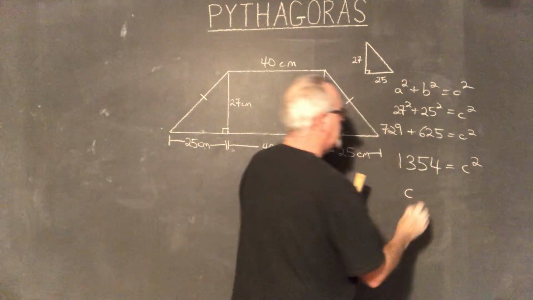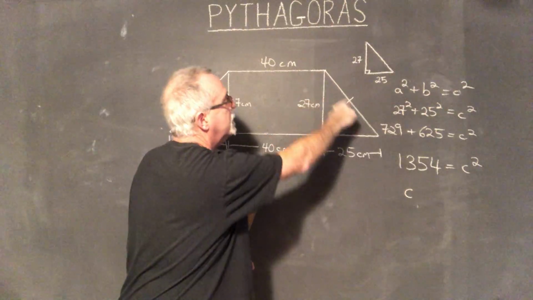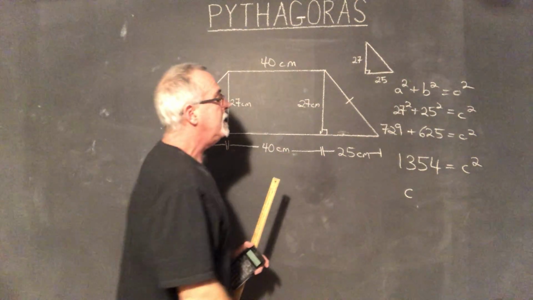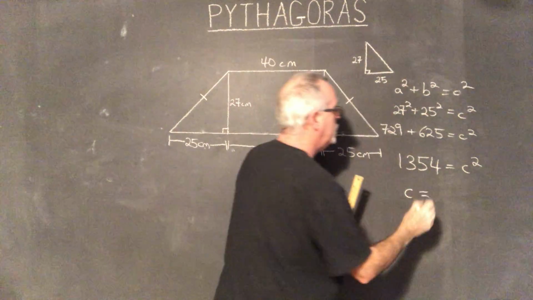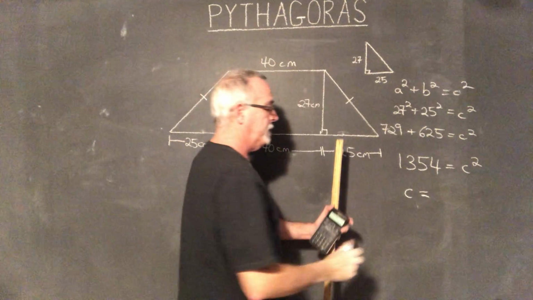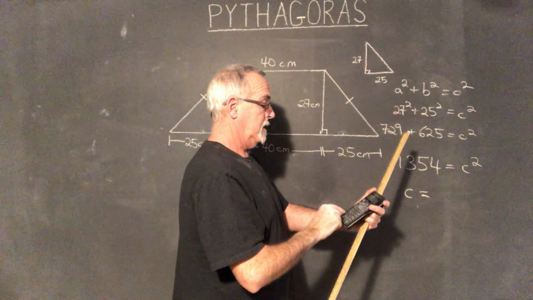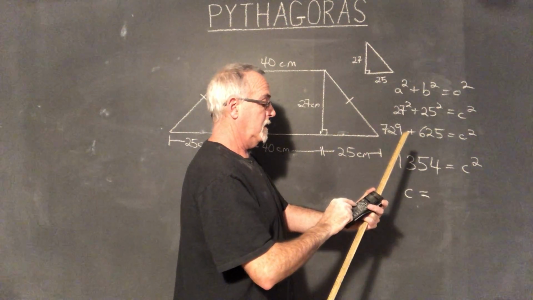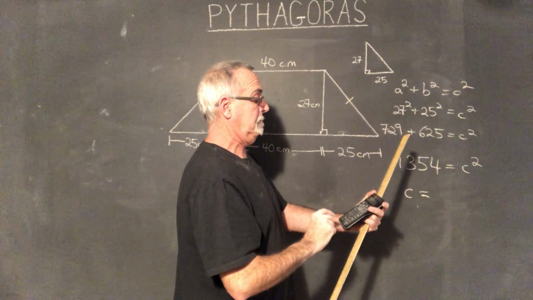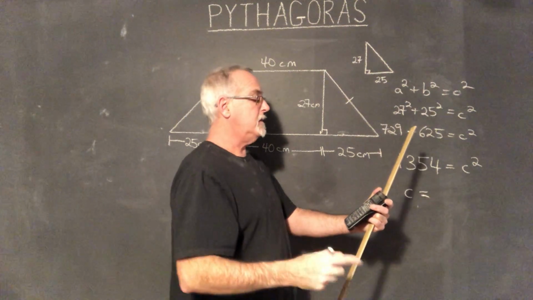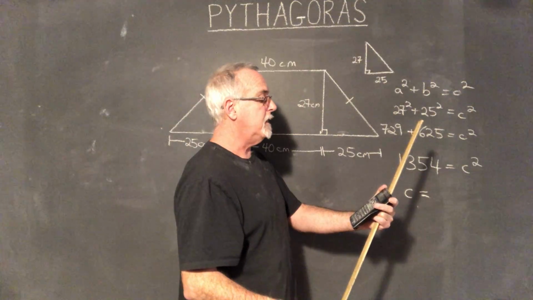Therefore, the C, the length of the hypotenuse, the length of this side of the trapezoid that I need, is going to be equal to the square root of 1,354, which is 36.7967. I'm going to call it 36.8.